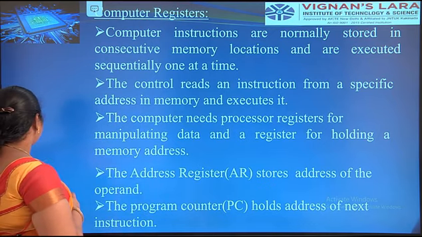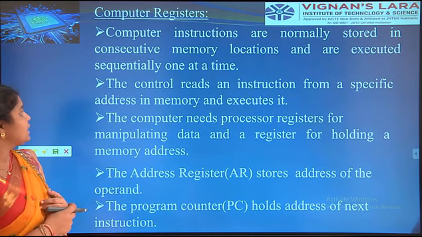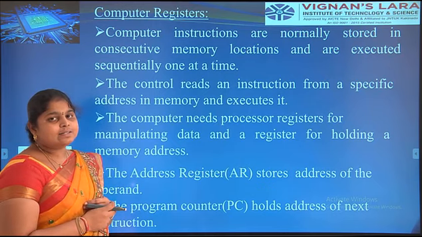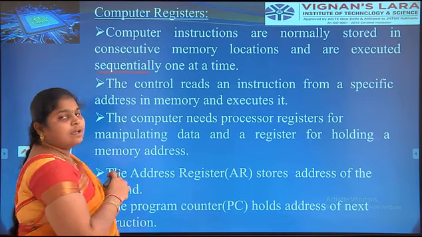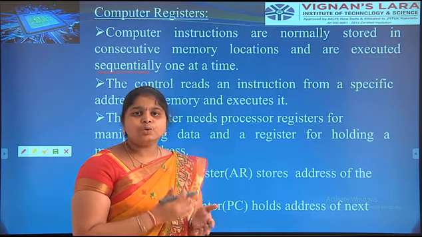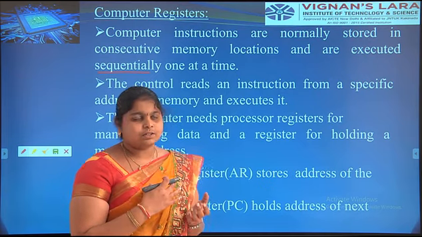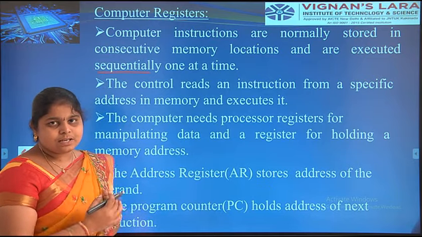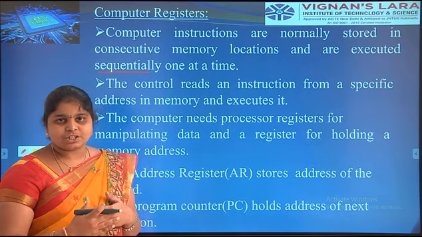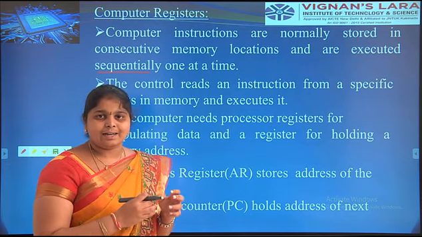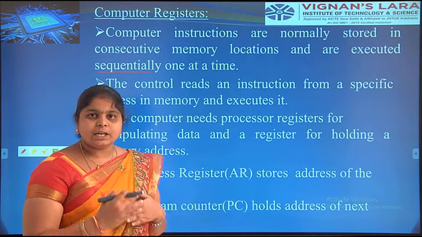In a computer, instructions are normally stored in consecutive memory locations and are executed sequentially, one at a time. Sequential means in a particular manner. In a register, we have to give the instructions to the register. Which type of information is stored in the register? That is executed in a sequential manner, in a particular order. The instructions in the register contents are executed in that order. The data stored in the register is performed sequentially.